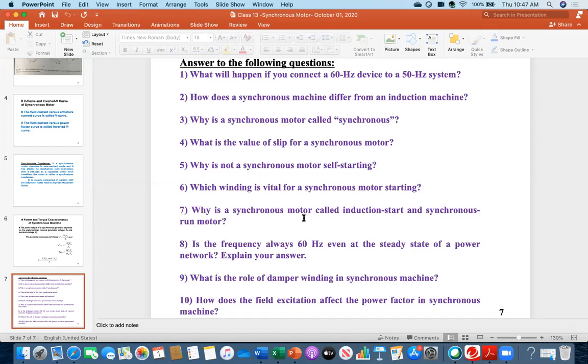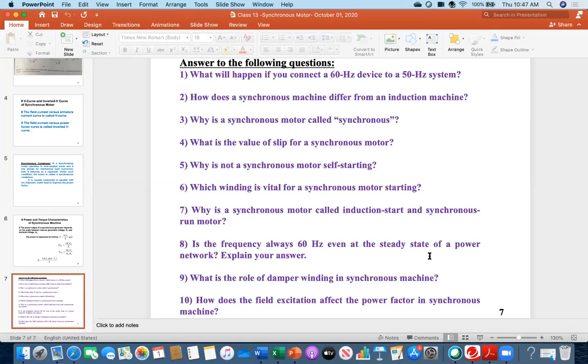Okay, and then question number 8: is the frequency always 60 Hertz even at the steady state of a power network? Explain your answer. So we say that in the United States, we have 60 Hertz frequency. Do you think the frequency is always 60 Hertz even at the steady state?